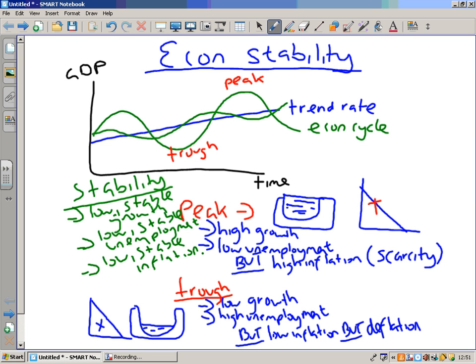Now, what we can see as well is that we have some contradictions between policies. Economic growth will lead to lower unemployment, fantastic, but it will also potentially lead to high inflation. So we've got a conflict with policies there. On the other hand, if we try to bring down inflation, clearly that will lead to rising unemployment and a fall in economic growth.